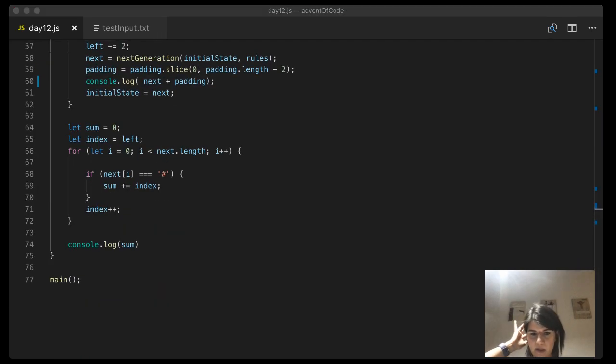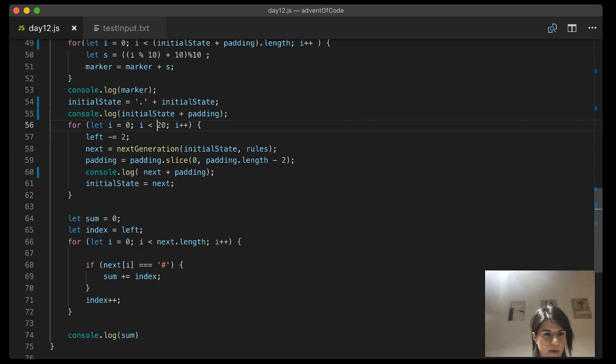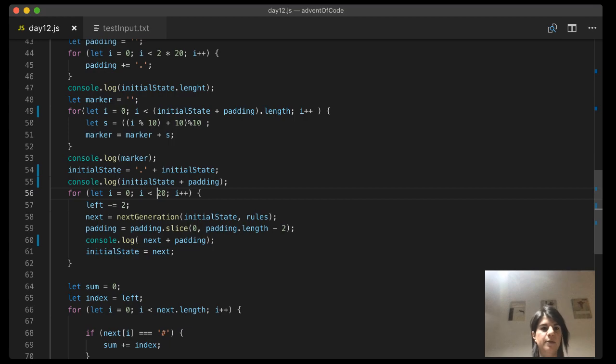Okay, your sum is incorrect now. You need to start with 4 dot padding instead of 2. What was I doing for the sum? I get the feeling that I wrote pretty messy code because I already don't remember what I did. So I'm printing the marker. I'm adding 1 on the left for the initial state.